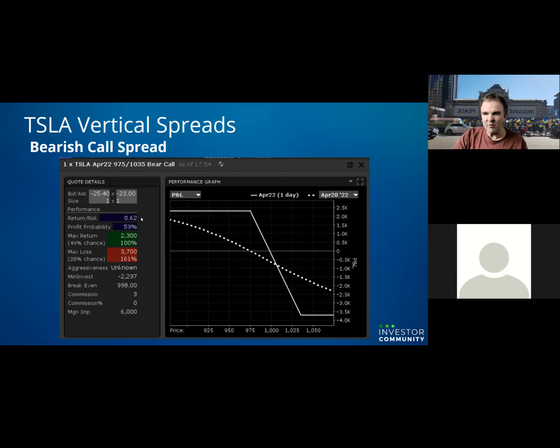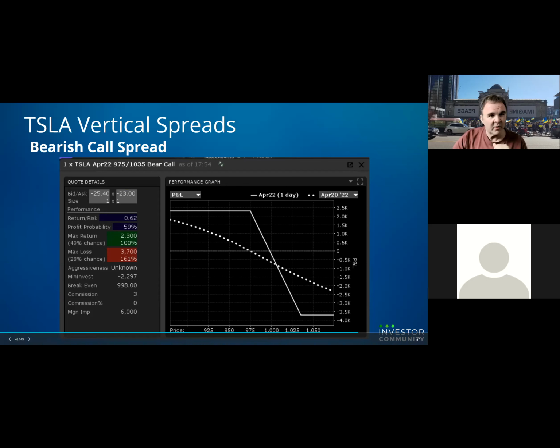This is one of the things we have to get used to thinking this way when we're doing spreads. As this profit probability goes up, our return for risk goes down. We're basically willing to accept a $3,700 loss to take this $2,300 gain. But the probabilities say we're much more likely to win on this trade. And also, because we're collecting premium here, I just want to back up.